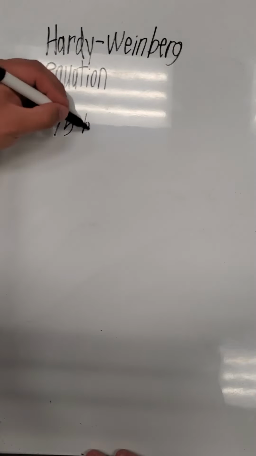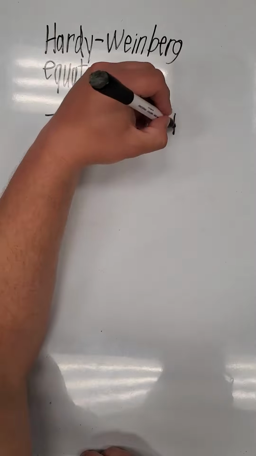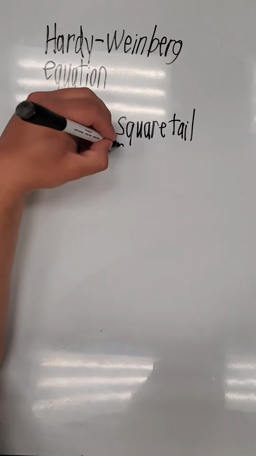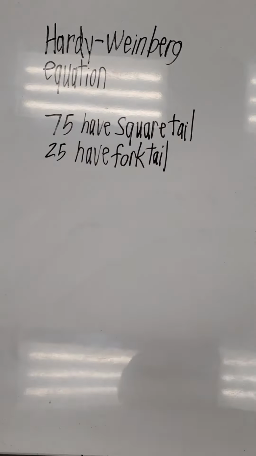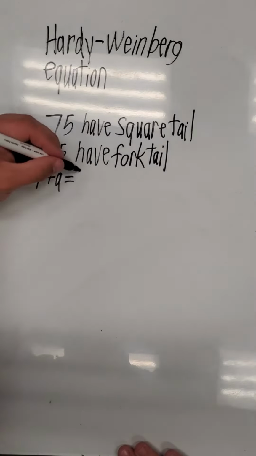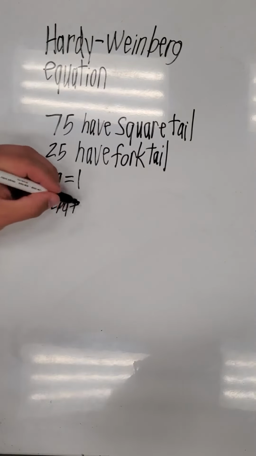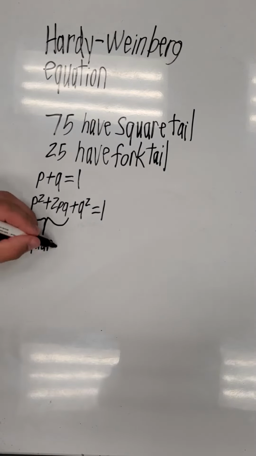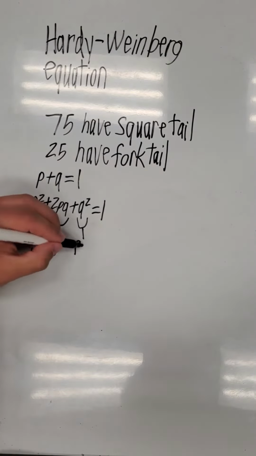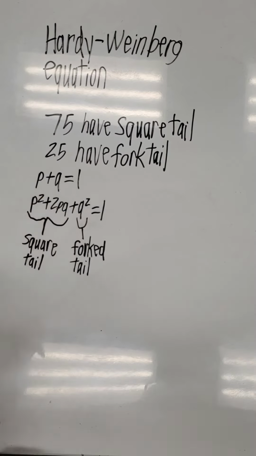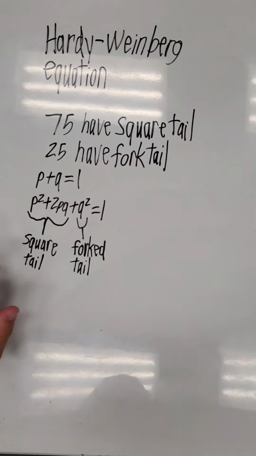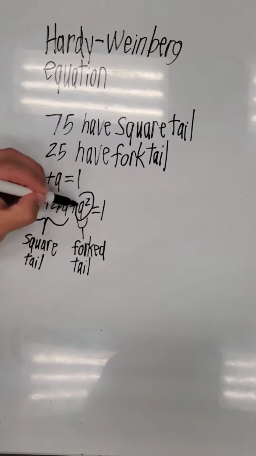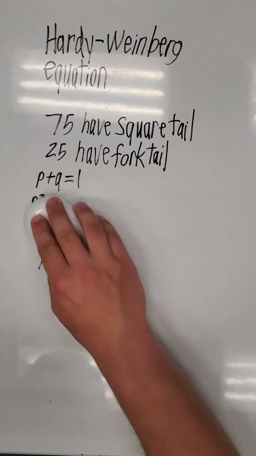So let's do a simple example here to get our heads around this concept. You have a total of 100 fish. 75 have square tails, 25 have fork tails. We write down our equations here. P squared and 2PQ represent the square tails, and Q squared equals fork tails. That Q squared is the most important part of this.